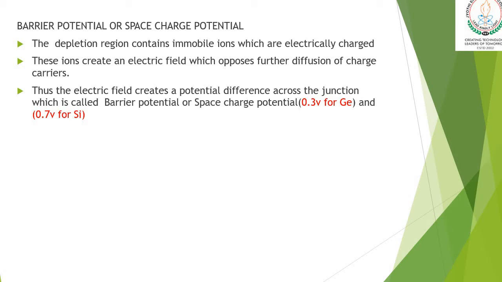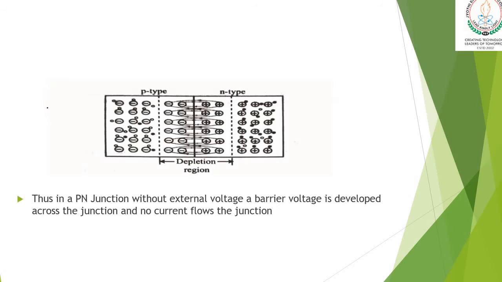So the electric field creates a potential difference across the junction, which is called the barrier potential or space charge potential, which is 0.3 volt for germanium and 0.7 volt for silicon. That is, if the parent atom that we have taken for the P type is germanium, it will have a barrier potential of 0.3 volt, and if it is silicon, it will have 0.7 volt.